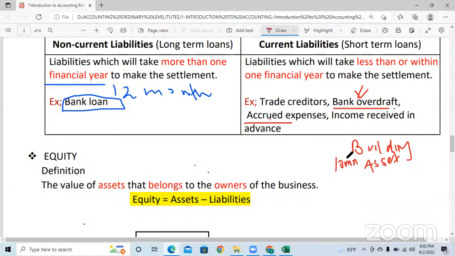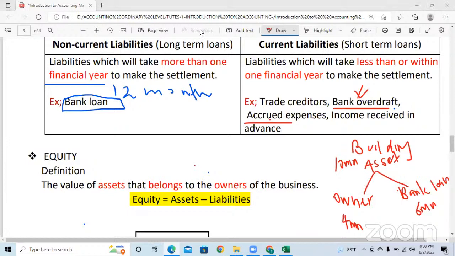Now, guys, you as the owner only have, let's say, 4 million. What will you do to take the other 6 million? Can you give suggestions? How will you get the other 6 million? From where can you take? Yes? Very good. For a bank loan, you go to the bank and ask for a loan. Okay? Now, guys, bank loan is what element? Liability, right? Bank loan is a liability.